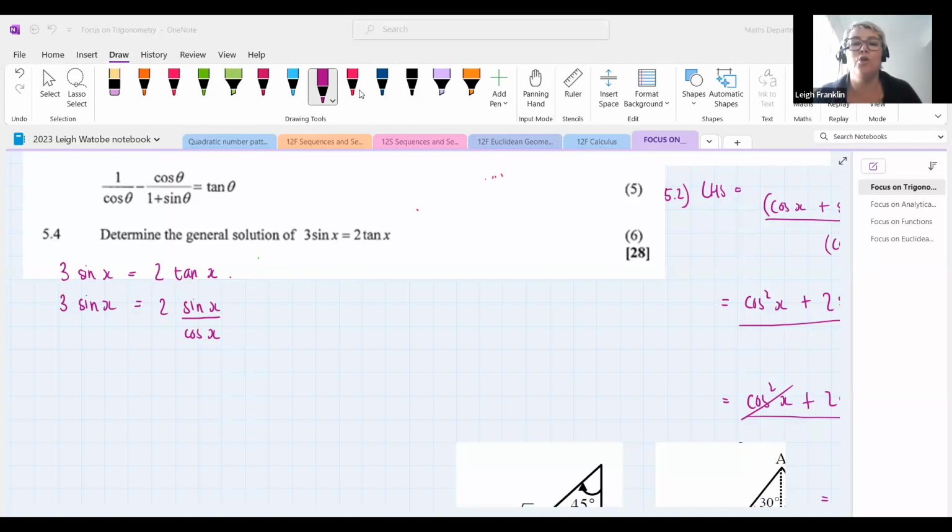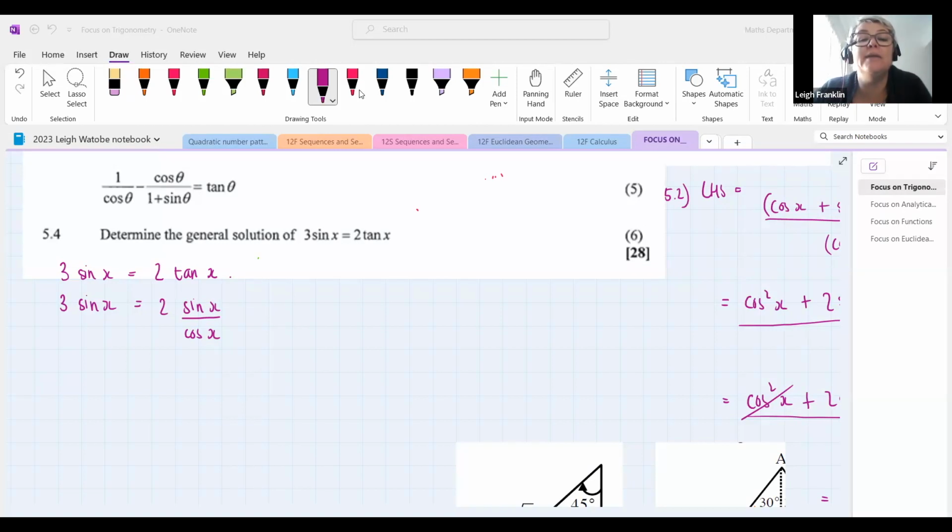Lebogang, it's not wrong, but it doesn't help you find a solution. If you did do that, you would still need to change tan x to sine x over cos x. So no, it's not wrong, as long as you wrote tan x as sine x over cos x as your next step. We don't get x on its own, because we're doing a general solution. We're not solving for x. We're not solving the equation. We're getting the general solution. So we're not getting x on its own.